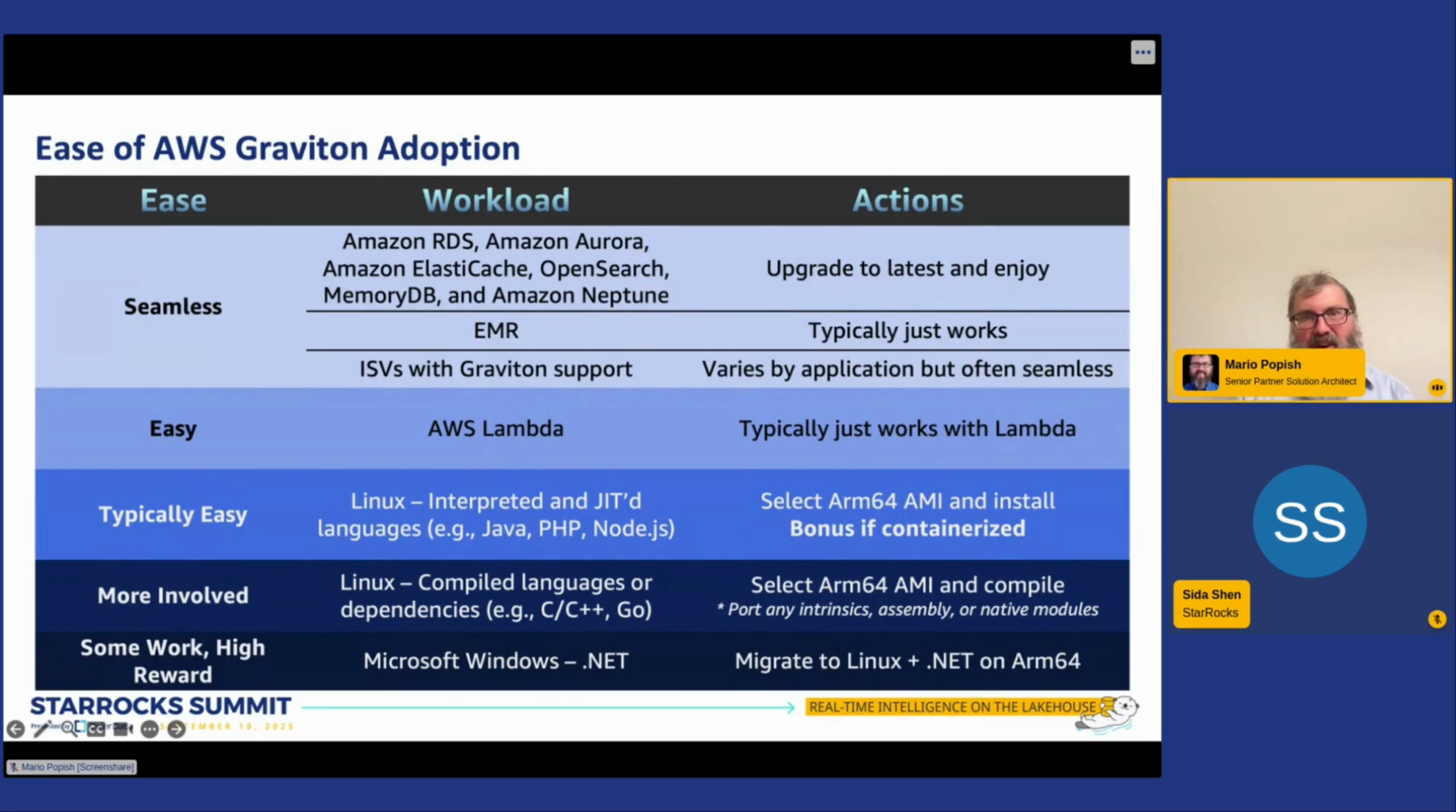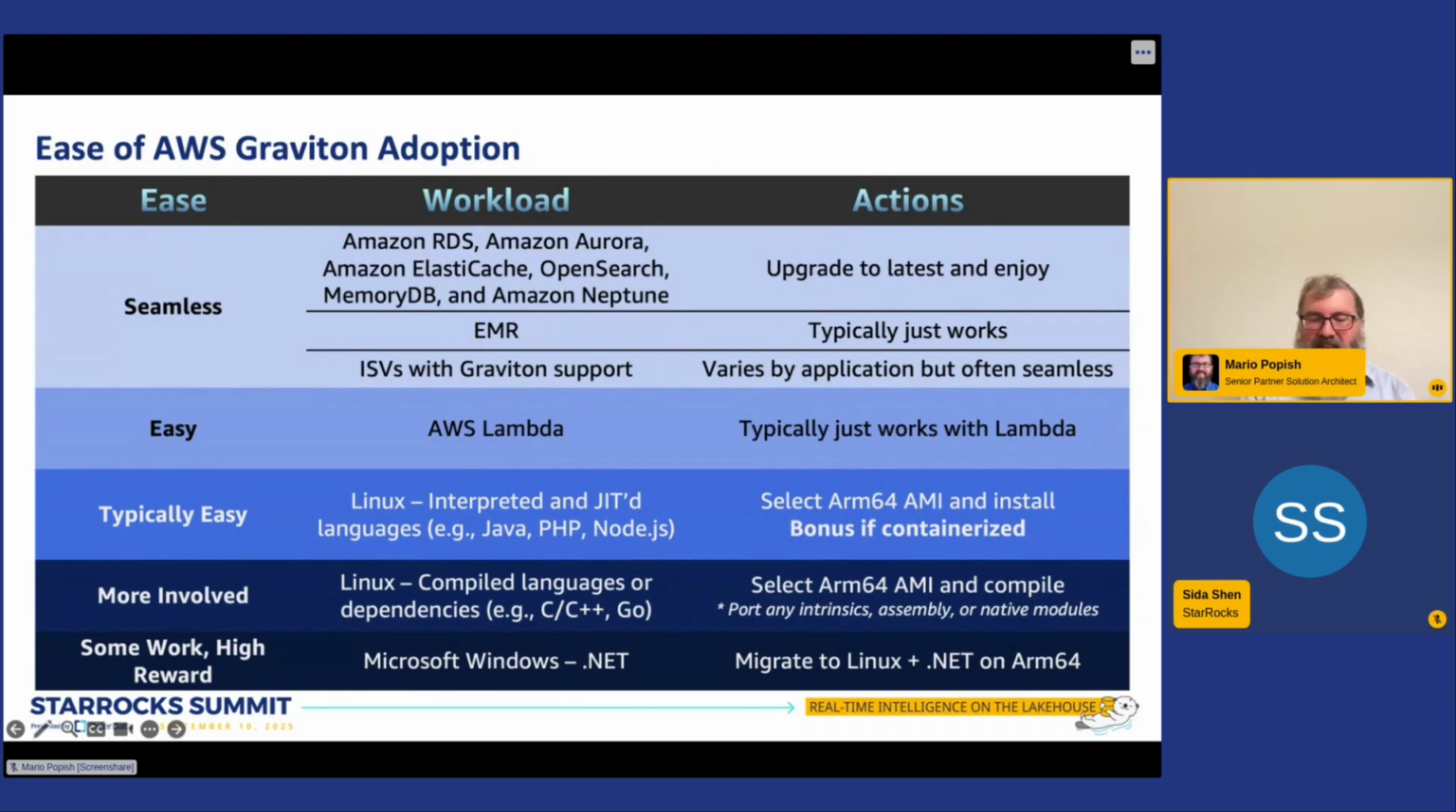I just wanted to talk a little bit about the ease of adopting Graviton, with ISV support for Graviton, like StarRocks has. This is seamless. There is a seamless amount of AWS managed services that run on it. You can just upgrade to the latest Graviton version and enjoy. Elastic MapReduce is also one of those things that just works. Lambda as well. AWS Lambda is our serverless function running service. And if you're running Lambda managed runtimes or base images, this typically just works as well.